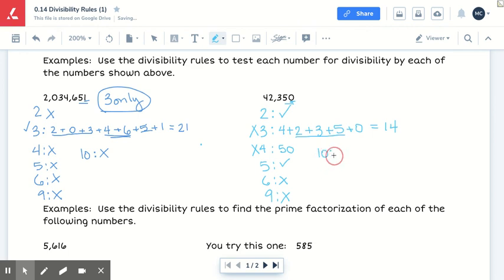And then finally 10. For 10, we're looking at the last digit. The last digit has to be a 0, and it is. So this one is divisible by 10. So of the ones that we had to try on this one, we found 2 was a yes, 5 was a yes, and 10 was a yes.